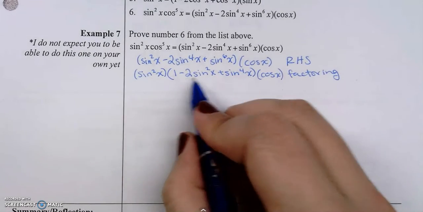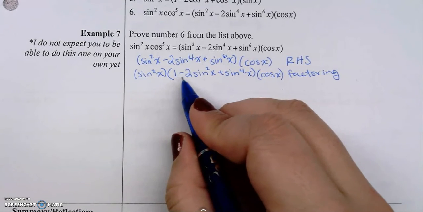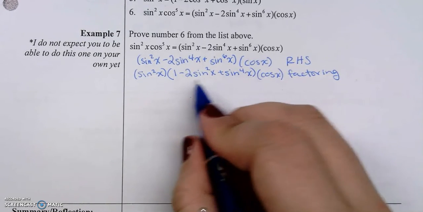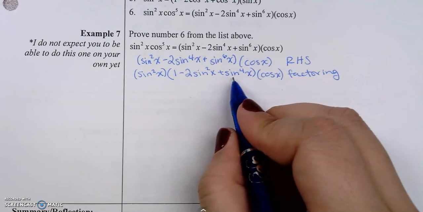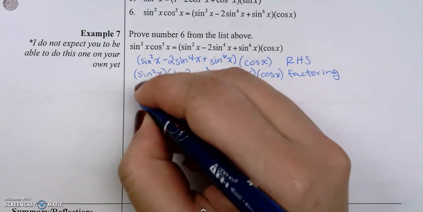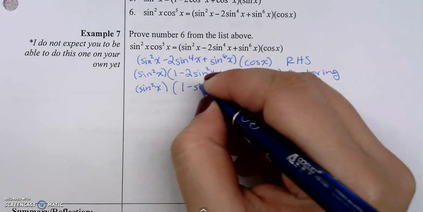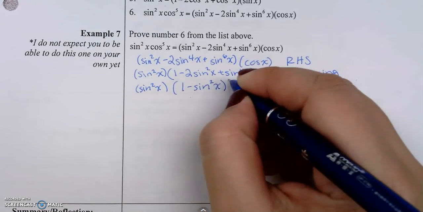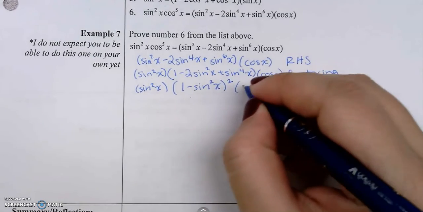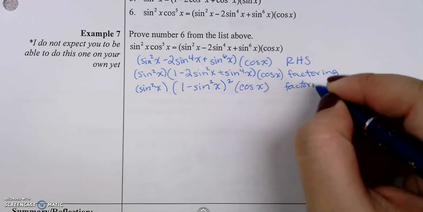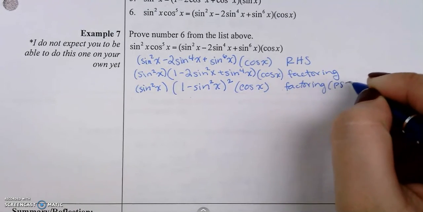And then I'm going to go ahead and factor this here. So this is a squared to the 4th, so it looks like it's quadratic in form, and then I can recognize this as a perfect square trinomial. So I have sine squared x times (1 minus sine squared x) squared times cosine of x, factoring a perfect square trinomial.